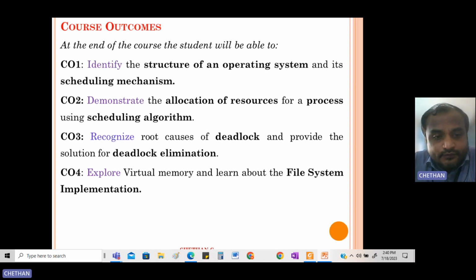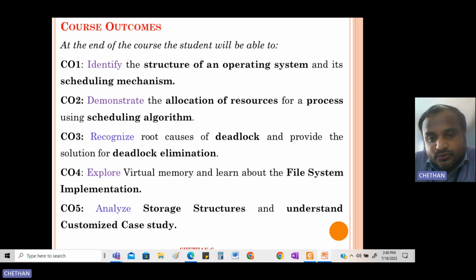So the basic parts of it we are going to learn from the operating system point of view in this subject, right? Then obviously the last course outcome would be how we are going to analyze storage structures and understand the customized case study. As I told you, it will be in terms of the Linux operating system. So these are the things that you are going to come across as outcomes by studying the subject of operating system.